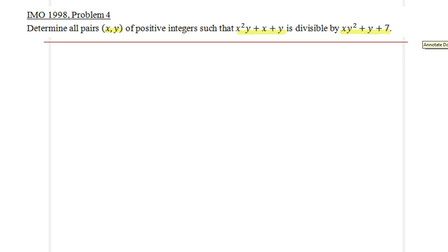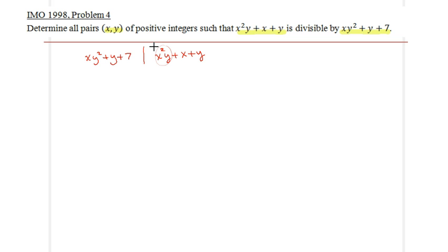So what I will do is, let me first write down this condition here. So we have that xy squared plus y plus 7 divides x squared y plus x plus y here. What I will do is I will do the following trick. I would like to kind of in a way get rid of this very ugly expression here.